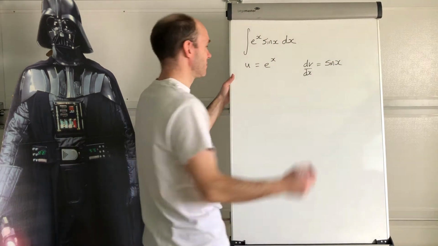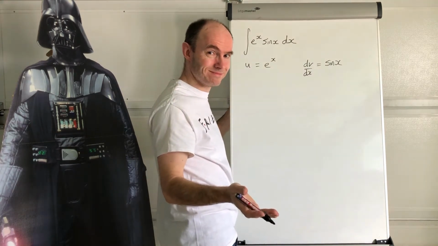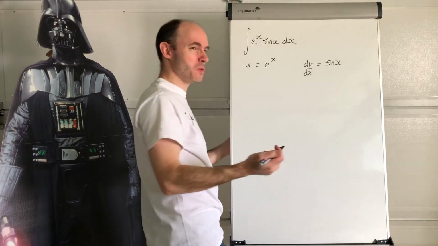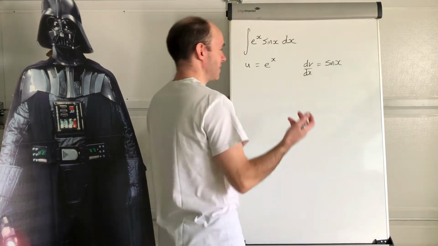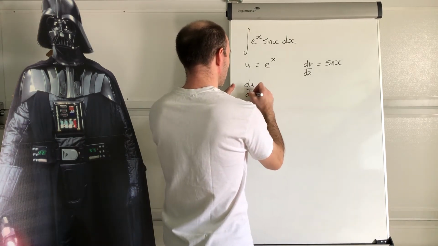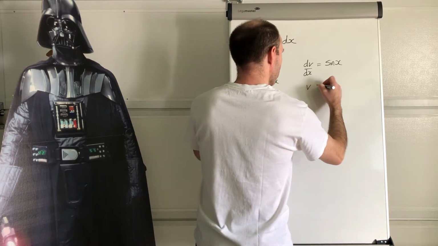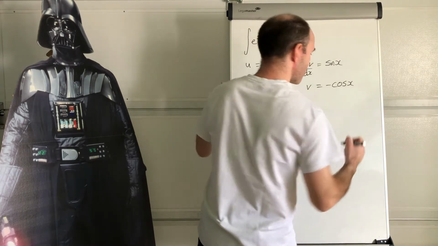Or maybe the other way around. To be honest, it does not matter. You might be thinking, why does it matter? Well, you'll see. So, following this through, you'd have du dx is equal to e to the x, and v is equal to negative cos x.